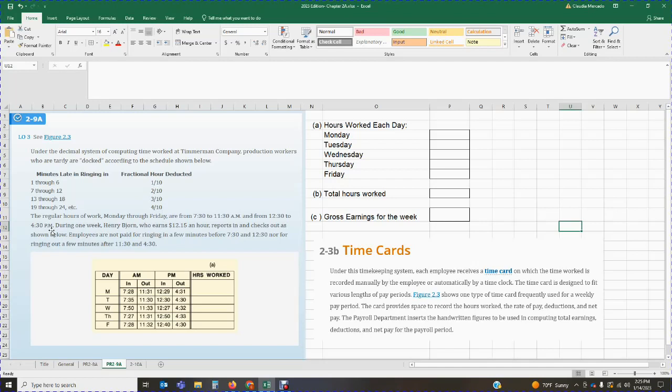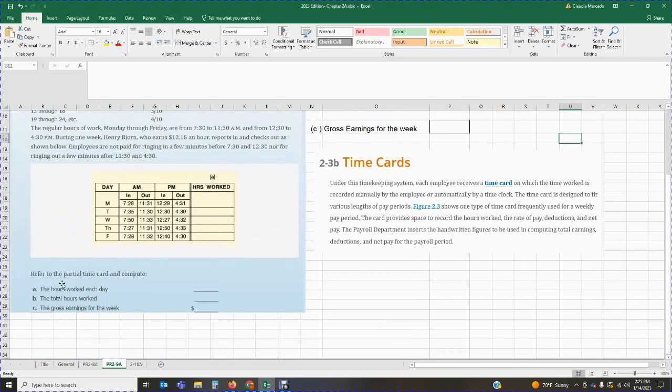So we are provided with the time card. On Monday, they clocked in at 7:28, clocked out at 11:31, clocked back in from lunch at 12:29, and clocked out at 4:31. We have all of the information Monday through Friday for this Henry person. So the first requirement is that we refer to the time card and compute the hours worked each day, the total hours worked for the week, and then the gross earnings for the week.